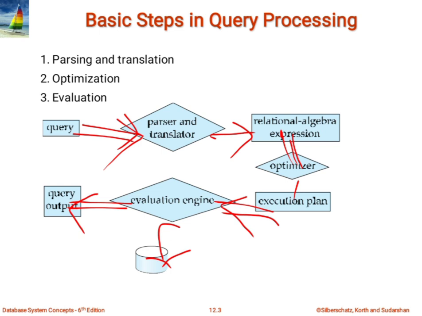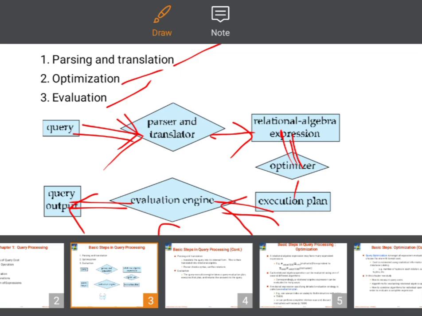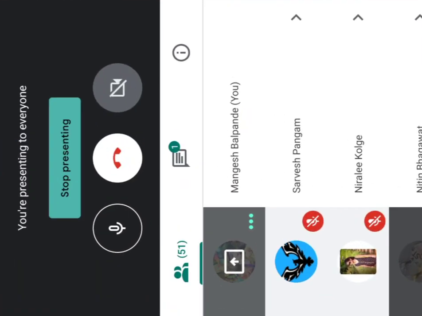There are basically three steps. Step number one is parsing and translation, step number two is optimization, and step number three is evaluation. We are going to see in detail what parsing and translation means, what optimization means, and what evaluation means. But before that, do you people have any doubt?